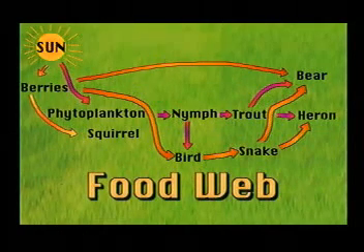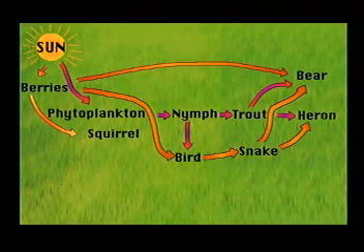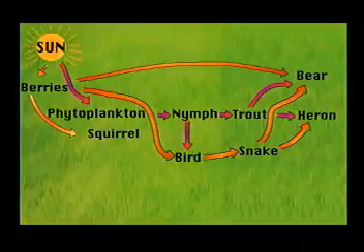We call this a food web. A food web is a much more realistic representation of what actually occurs in nature and represents many intermeshed food chains.